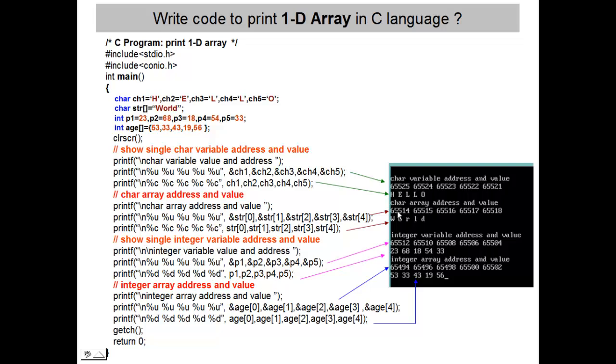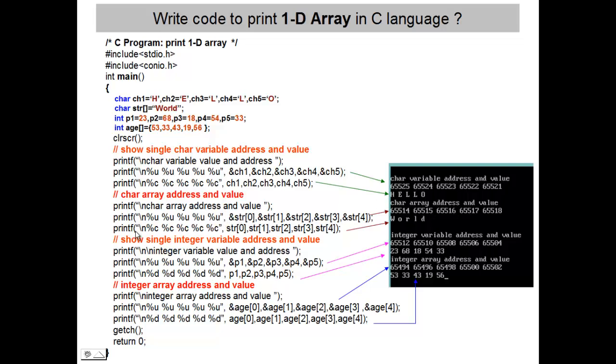Now you know, 65,514, then next is 15, then 16, then 17, then 18. So this is the character type array. The size of a character is 1 byte, so each next variable differs by 1 byte only.